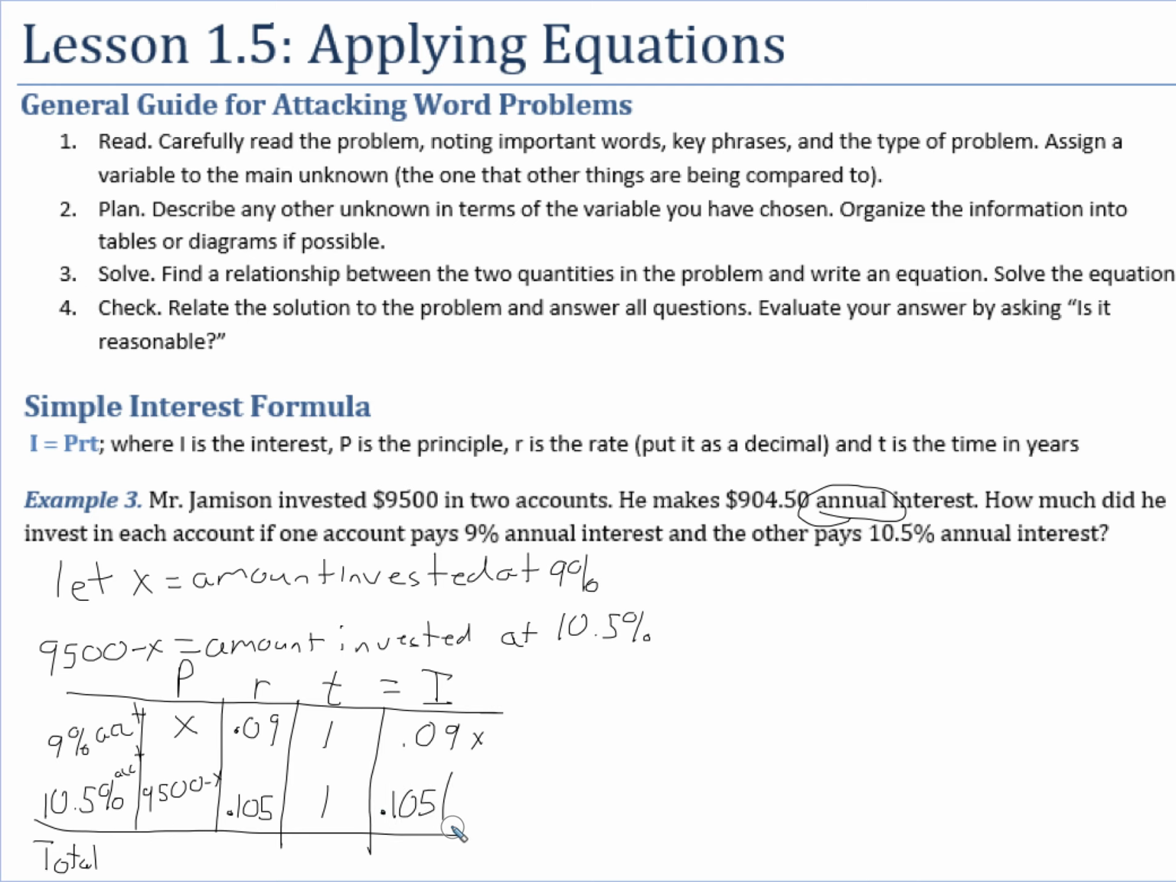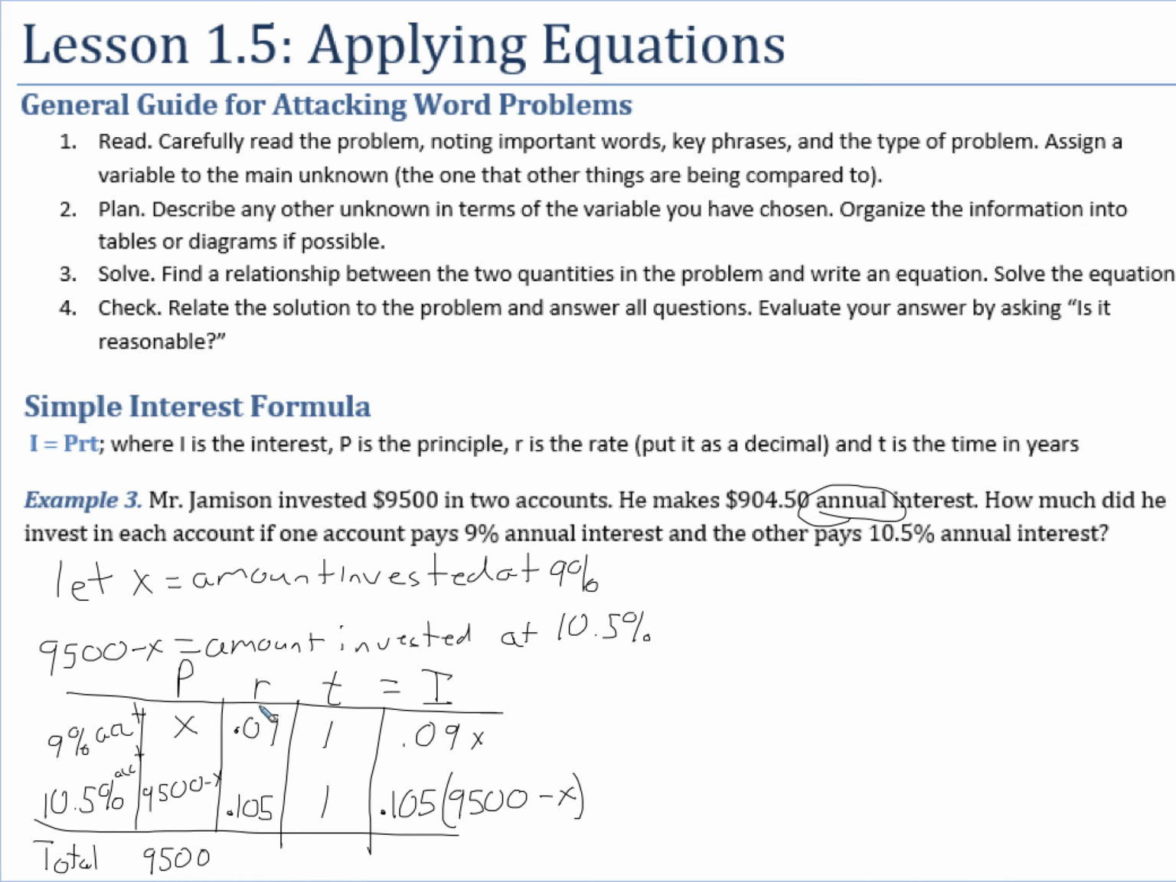0.105 times 9,500 minus x. And let's look at our totals here. Well, what's our total principal? Our total principal was the 9,500. We don't necessarily need to use that, but we know that.